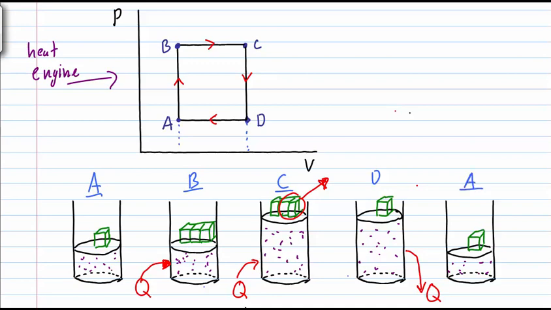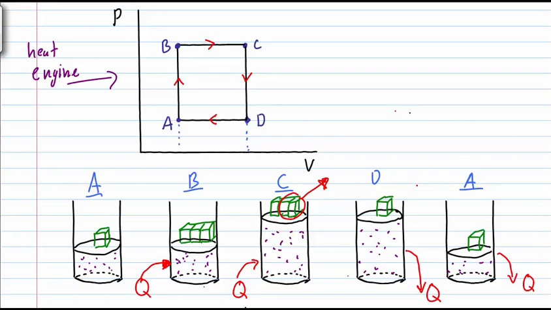Now, to get from state D back to state A, if we're supporting a small weight over a smaller volume, those particles must be moving more slowly, and so we're pulling more heat out of the system. So this is it. We've just gone through a cyclical process. We started at A, moved to B, then C, then D, and back to A. And along the way, we added some heat at one step, added some heat at another step. Later on, we took some heat out and took some heat out.